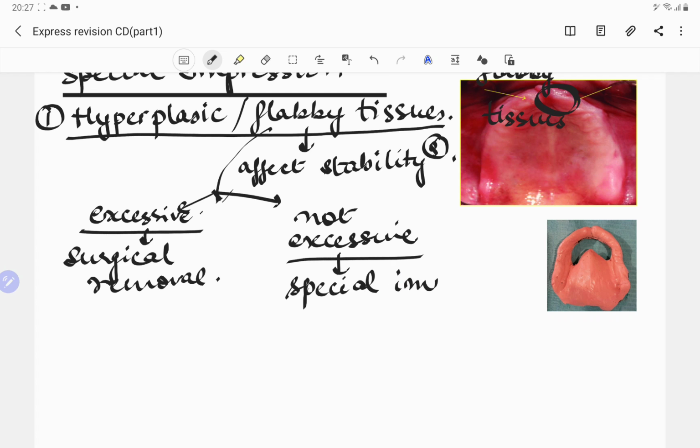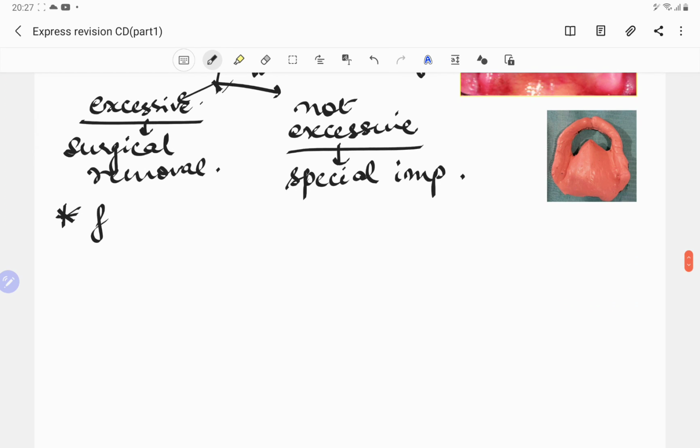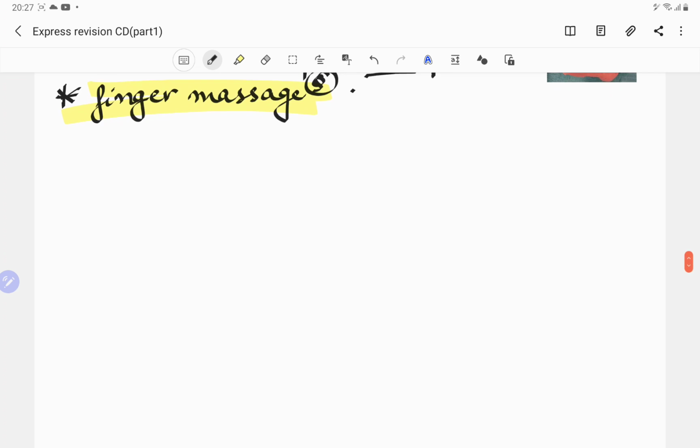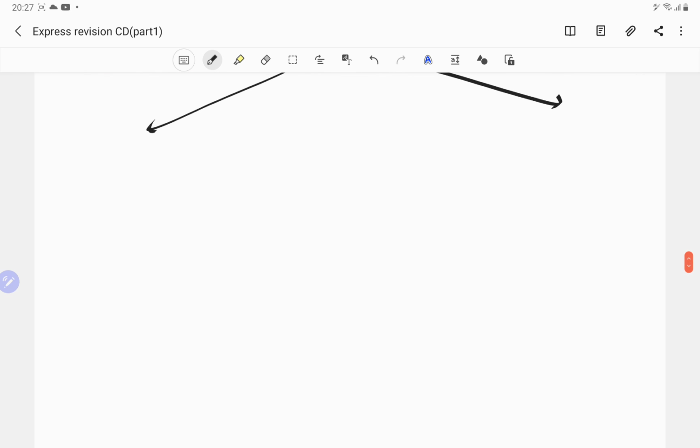And the most important thing is that if flabby tissues are present, we ask the patient to do finger massage in that area. That is going to increase the circulation, so the finger massage is also important. Next, talking about the special impressions in the flabby tissues. Now we have two techniques we'll be talking about. There are many techniques, but two are important from the competitive exam point of view.